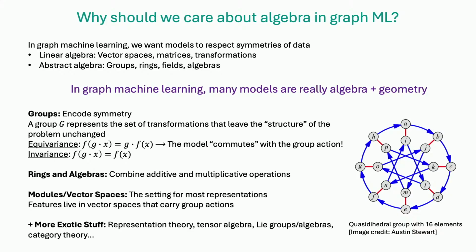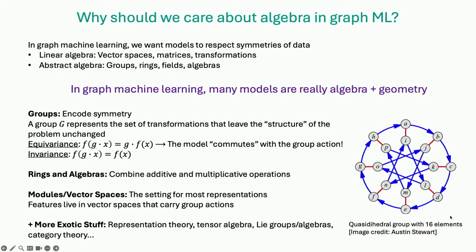So what do I mean by a group? A group is a set of transformations that leave the structure of the problem unchanged. And in machine learning, we care a lot about equivariance and invariance. Equivariance is a bit more general here, but group theory is really central in equivariant models, and it's the key mathematical tool to describe this.